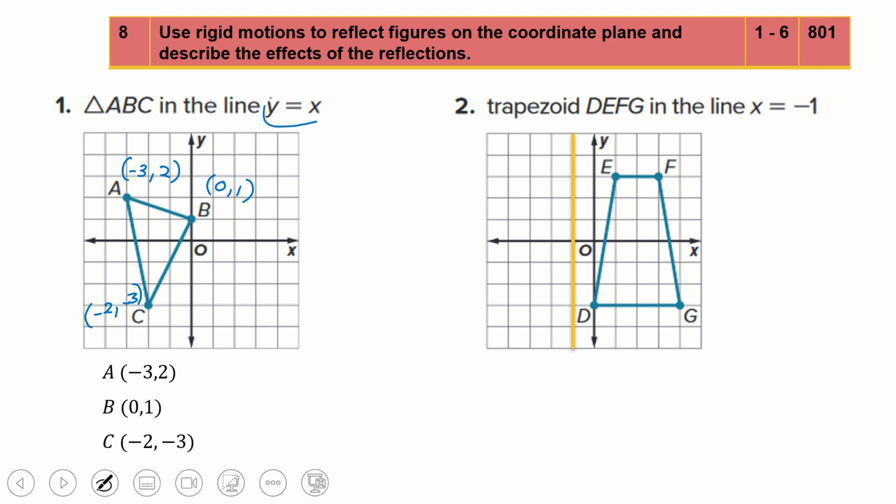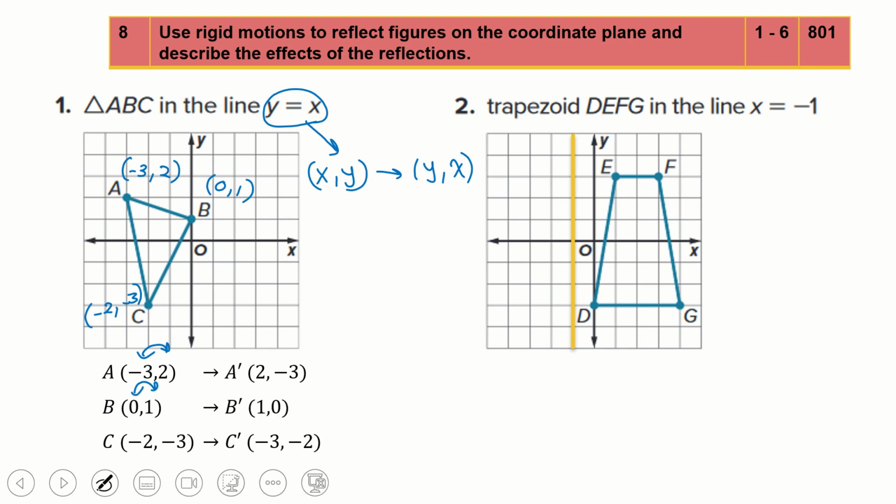when we are doing the reflection on the line y equals x, each point, which is x and y, becomes y and x. So we just flip the coordinates. So the other one will be 1 and 0, and then -3 and -2. Maybe in the exam you will be asked about this point only, or this point only. So pay attention.